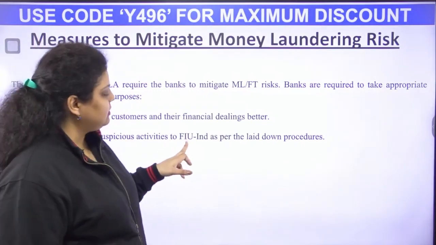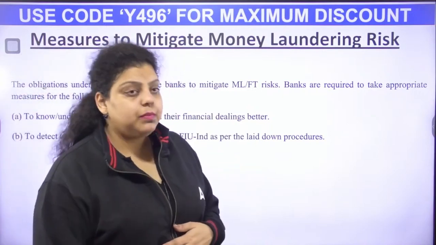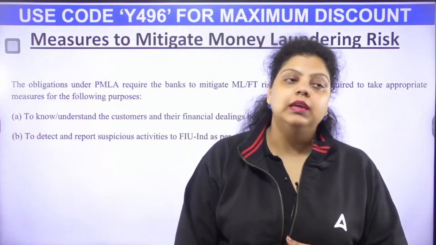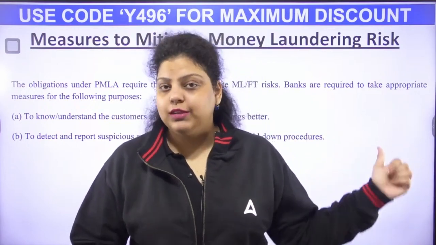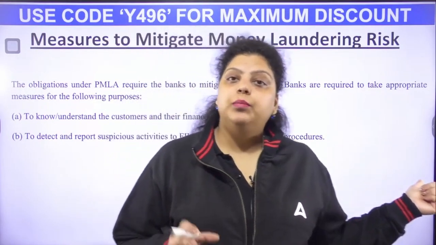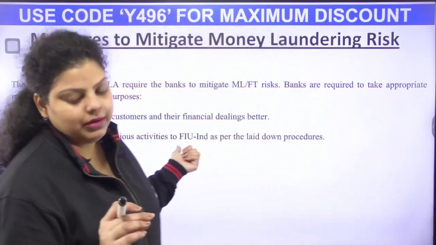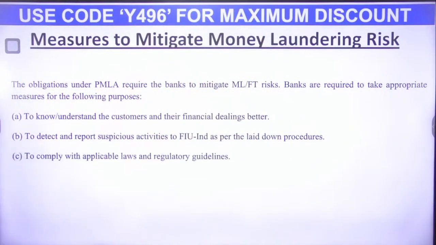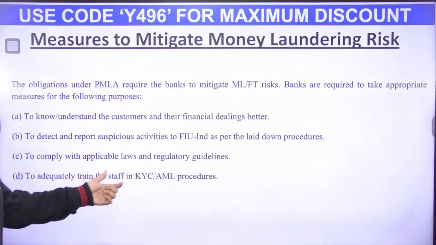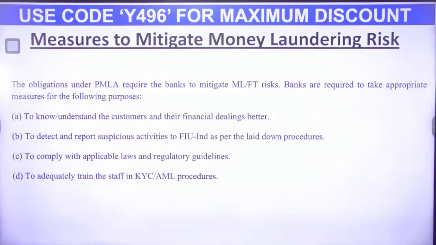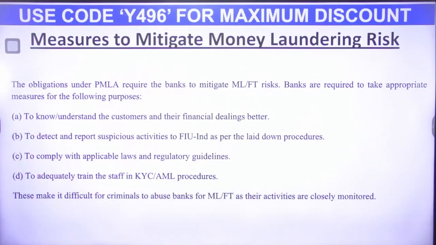So Financial Intelligence Unit India is there, and the principal officer of a bank has a responsibility. If you have any kind of suspicion on a particular account of your customer, then you have to inform the FIU-IND within 7 days, so that proper monitoring of that account can be done. Next, to comply with applicable law and regulatory guidelines and to adequately train the staff in the KYC and AML process, you have to properly give training at a certain time period to your staff so that they will know how to comply with the KYC AML guidelines.